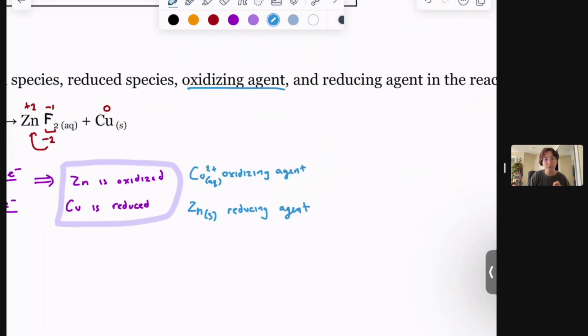And don't freak out too much about the oxidizing reducing agent thing. I haven't found many problems where this comes up, so it won't be a huge topic, but it could be something that gets mentioned. So I wanted to make sure we covered it.